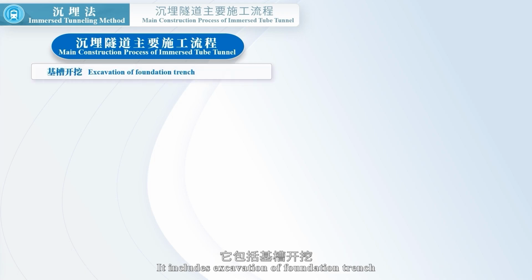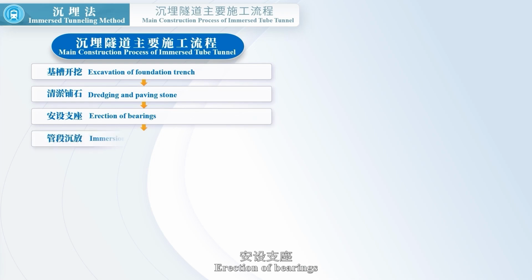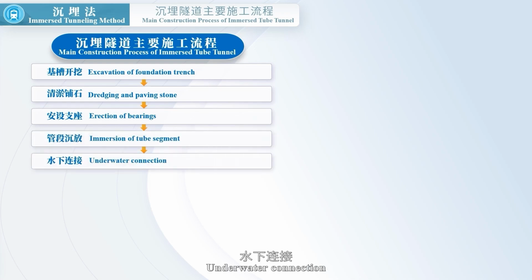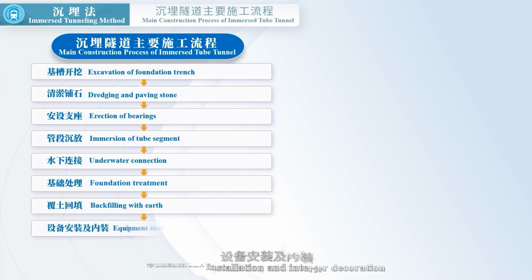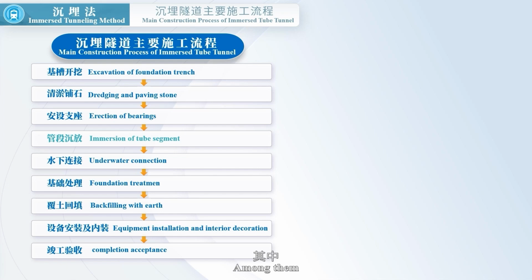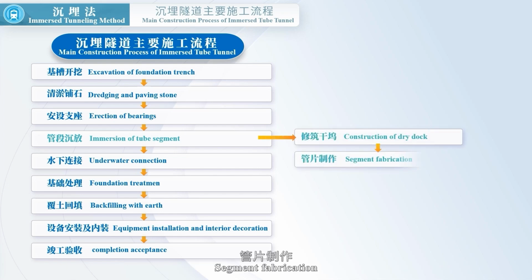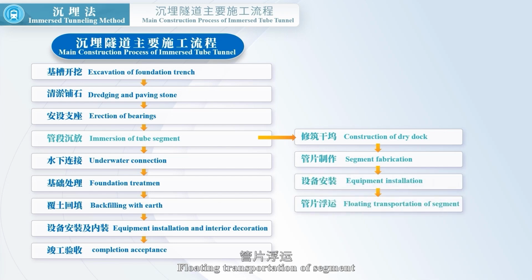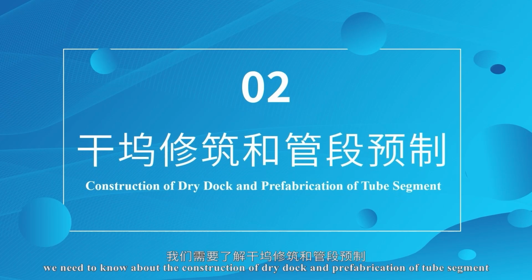It includes excavation of foundation trench, dredging and paving stone, erection of bearings, immersion of tube segment, underwater connection, foundation treatment, backfilling with earth, equipment installation and interior decoration, completion acceptance. Among them, immersion of tube segment further includes the construction of dry dock, segment fabrication, equipment installation, floating transportation of segment, drainage and renovation. First, we need to know about the construction of dry dock and prefabrication of tube segment.